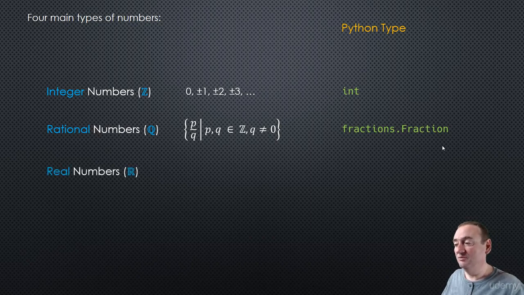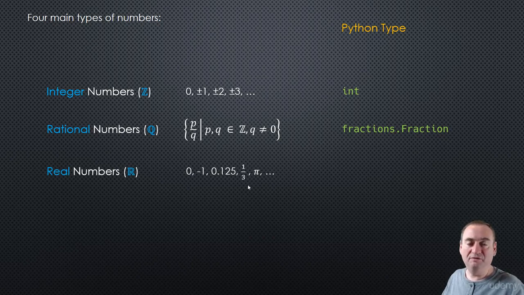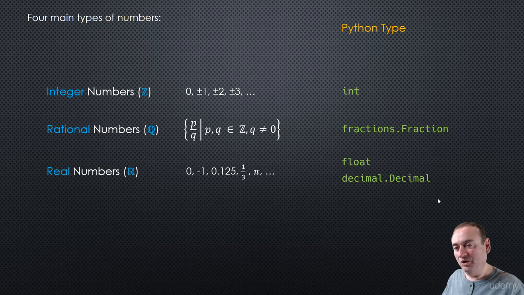Then we have real numbers. Real numbers are the numbers that we're used to working with every day. You know, 0 is a real number, minus 1 is a real number, 0.125, 1/3, pi, e, all those are regular real numbers represented by this symbol r. And those can be represented in two different ways in Python. Usually the most common one is to use a float. That's kind of the default that we have in Python. But we can also use the decimal class in the decimal module when we want to have more control over the precision of those numbers. And we'll look at that in detail as well.